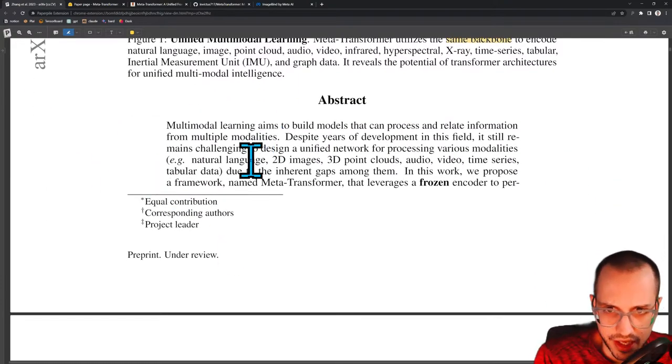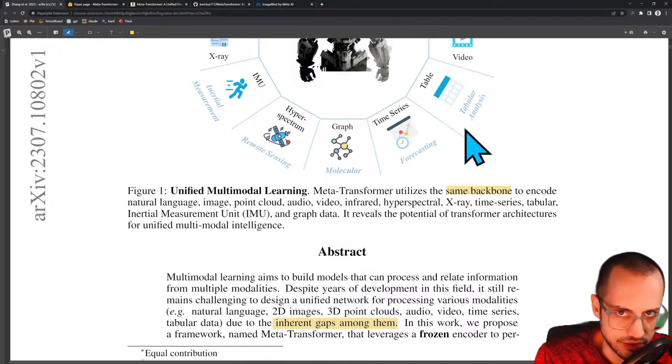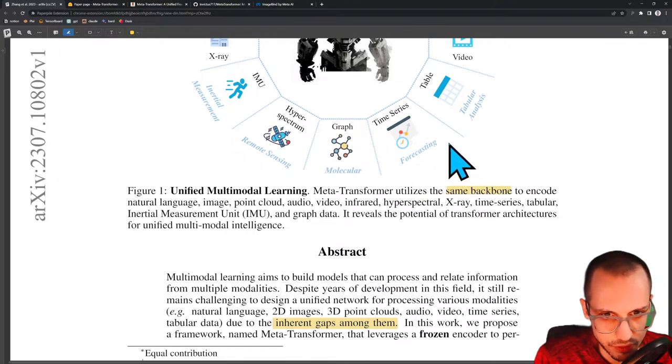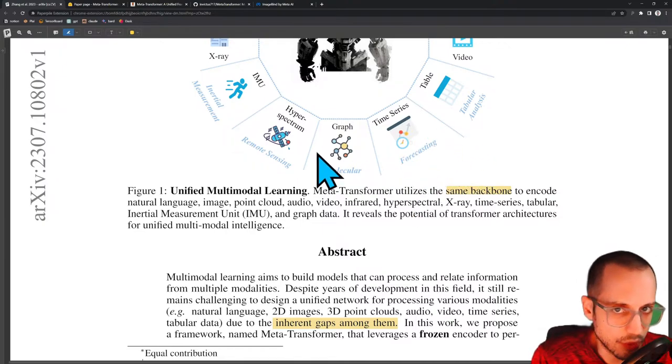Multimodal learning aims to build models that can process and relate information from multiple modalities. Despite years of development in this field, it still remains challenging to design a unified framework for processing various modalities due to the inherent gaps between them. Even just consuming these different modalities is difficult, right? Because they all have different representations just in their raw form.